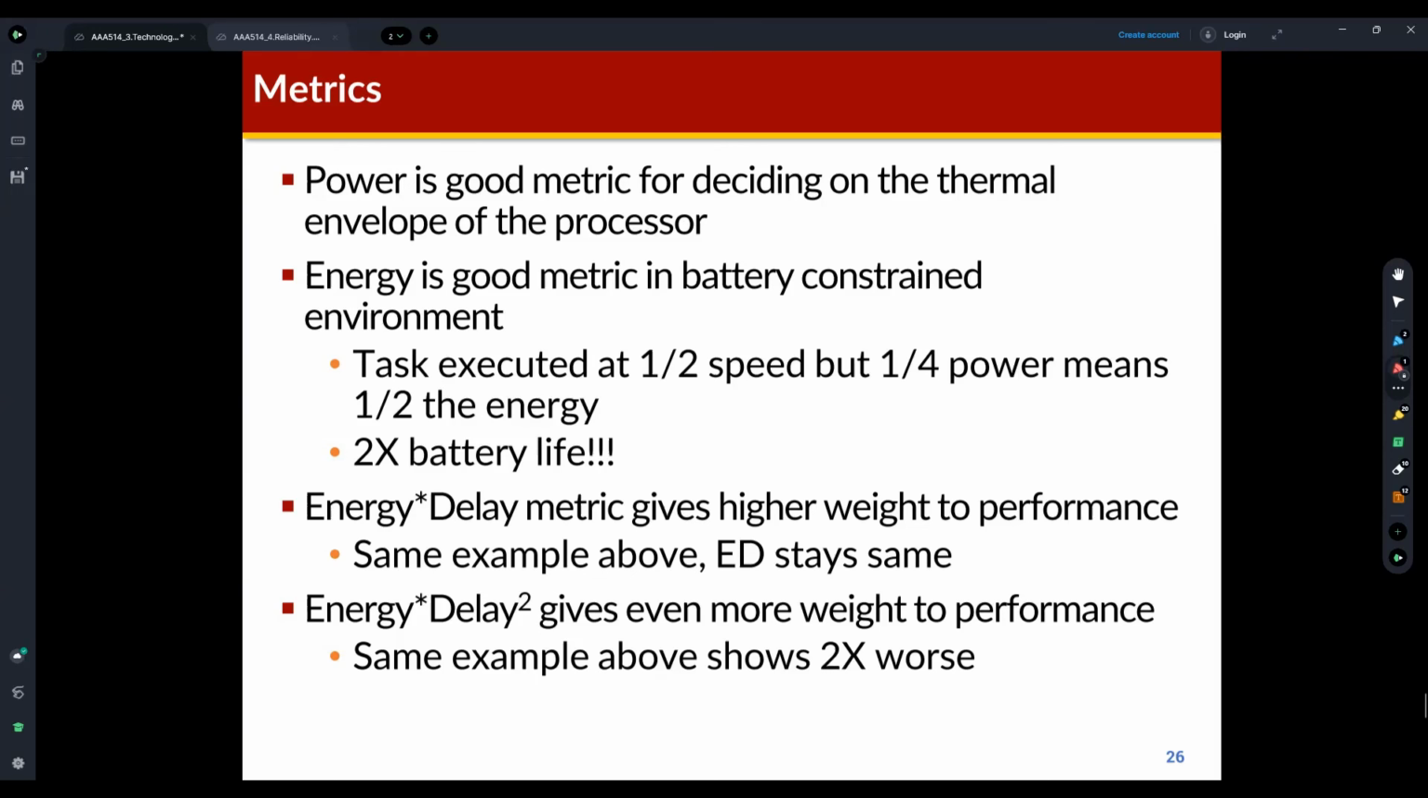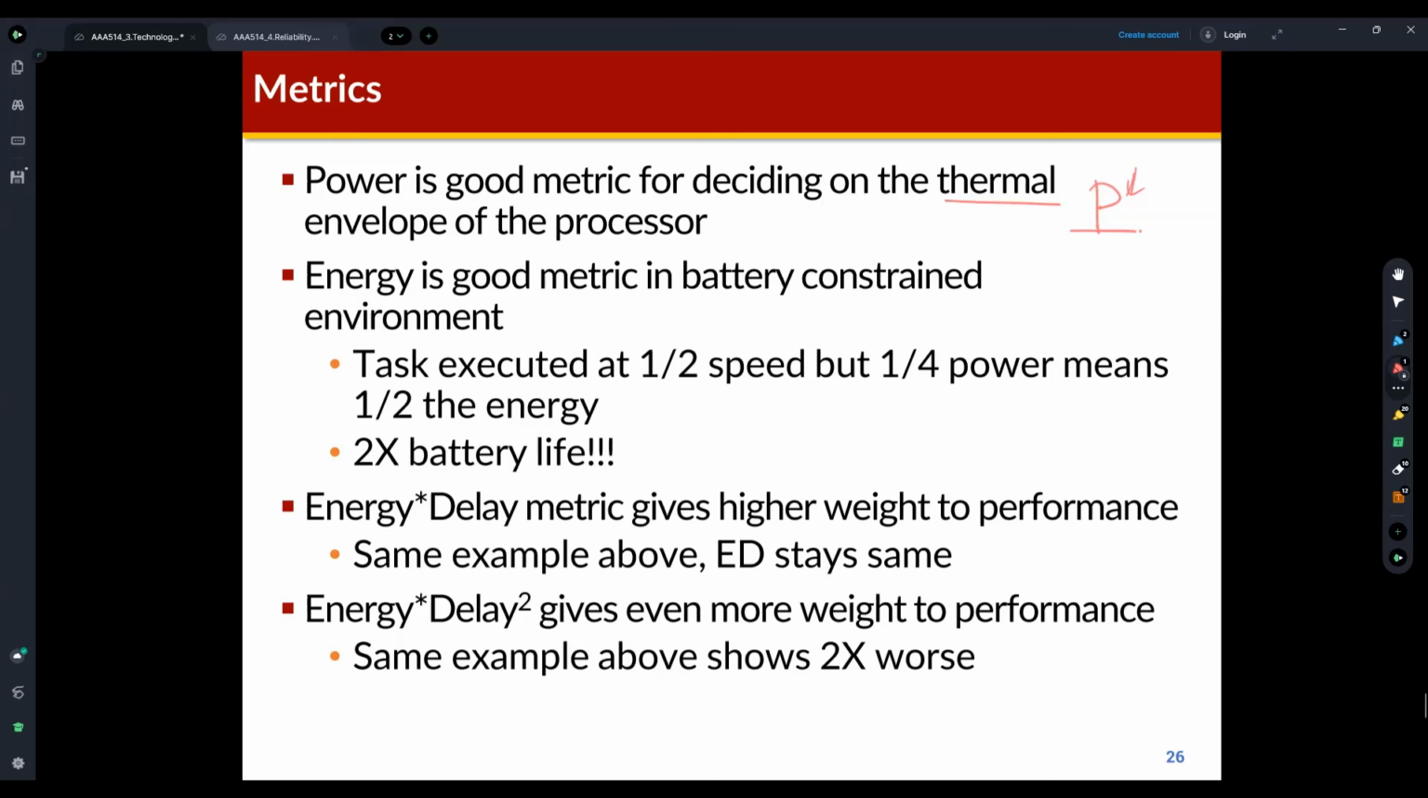Then we can apply different metrics for measuring and comparing the cost of the system. First we can consider the power consumption, because power consumption is related to the manufacturing cost and also the running cost. The power consumption is also primarily related to the thermal.